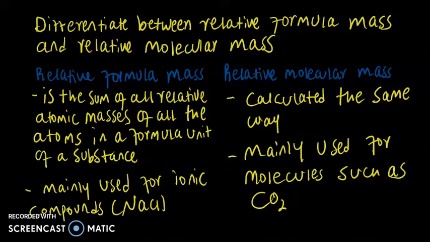Relative formula mass is the sum of all relative atomic masses of all the atoms in a formula unit of a substance. So you get relative formula mass when you add the individual relative atomic masses of all the elements. Relative molecular mass is calculated the same way. Here's the difference: relative formula mass is mainly used for ionic compounds such as sodium chloride. Ionic compounds are formed from metals and nonmetals. But relative molecular mass is mainly used for molecules such as CO2.